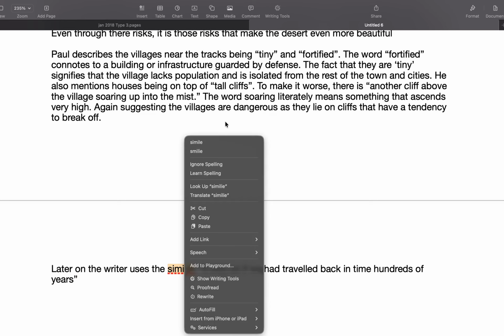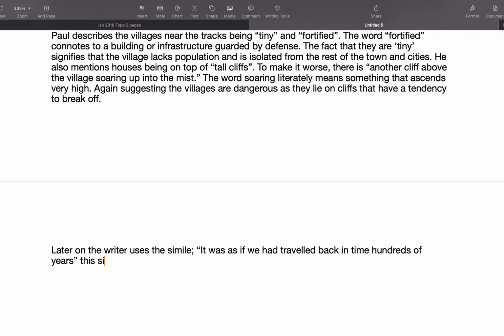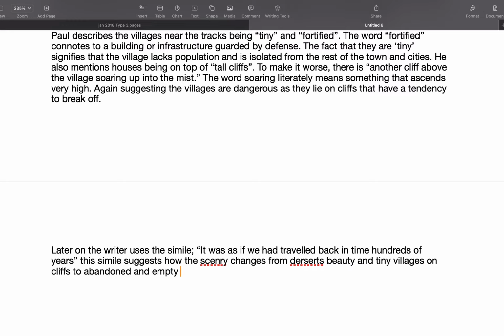So one of the things we can say is that this simile, and we want to do a good job explaining it, suggests how the scenery changes from the desert's beauty and tiny villages on cliffs to abandoned and empty roads, as if the writer time traveled to the past where things were much humble.